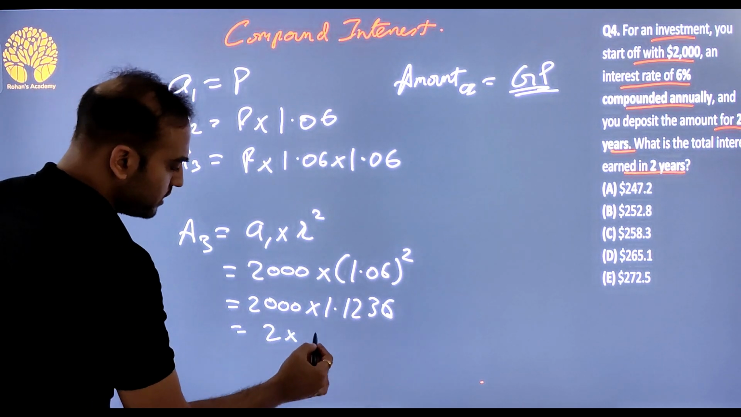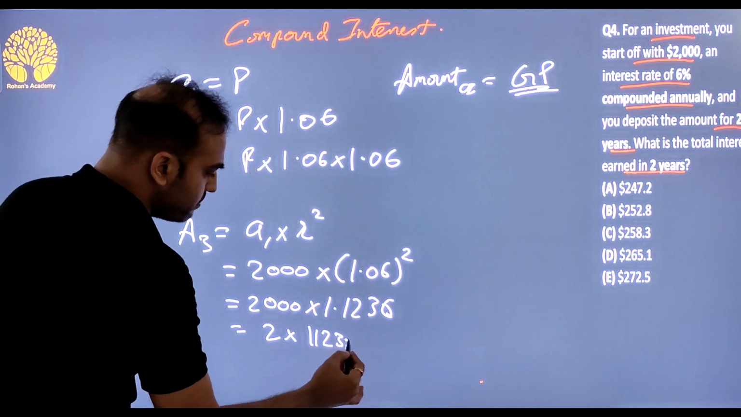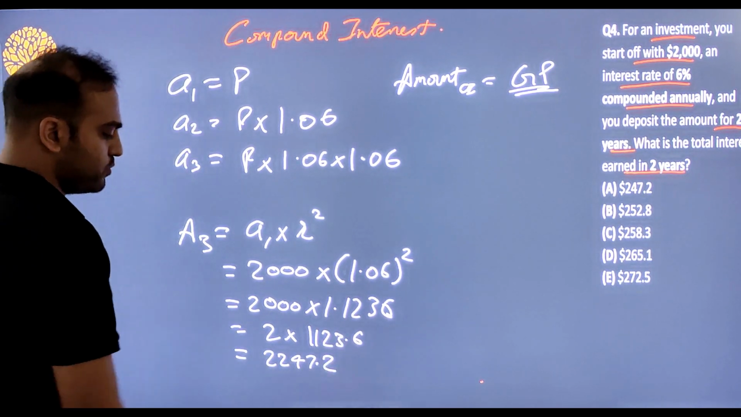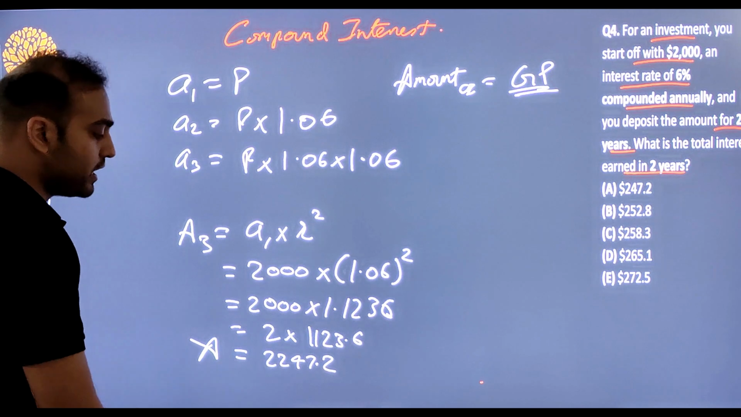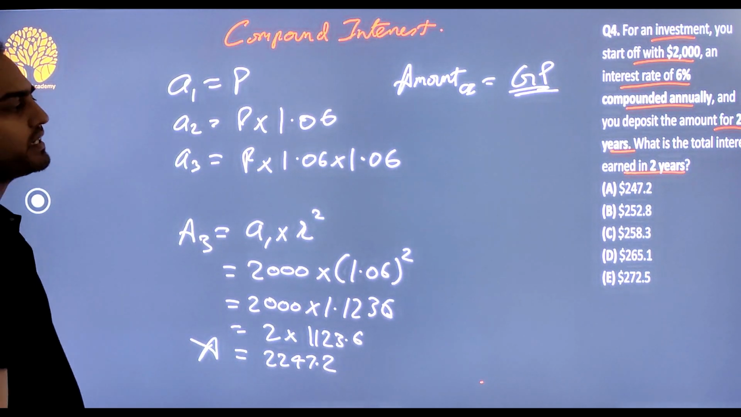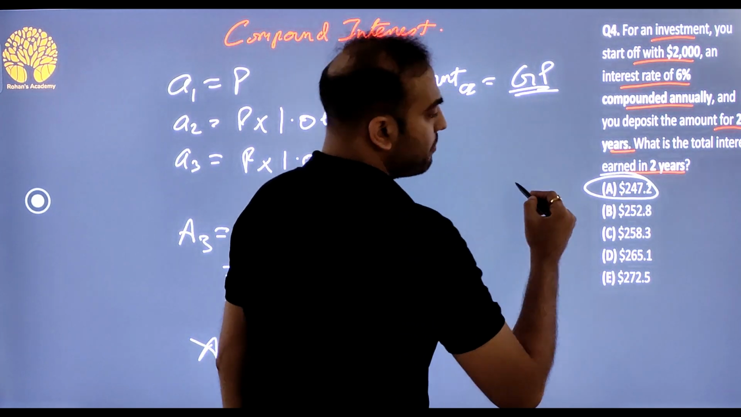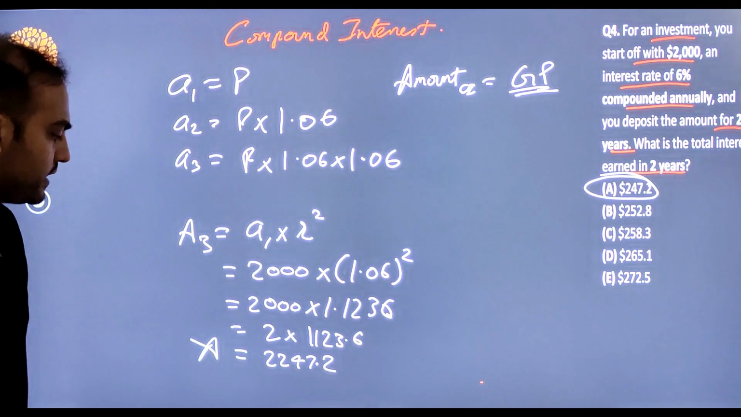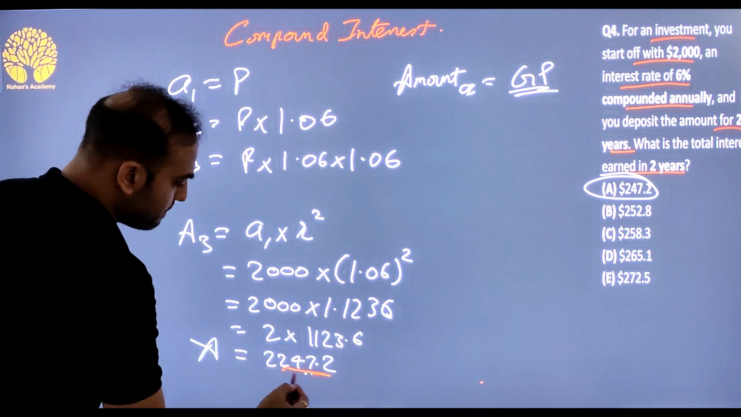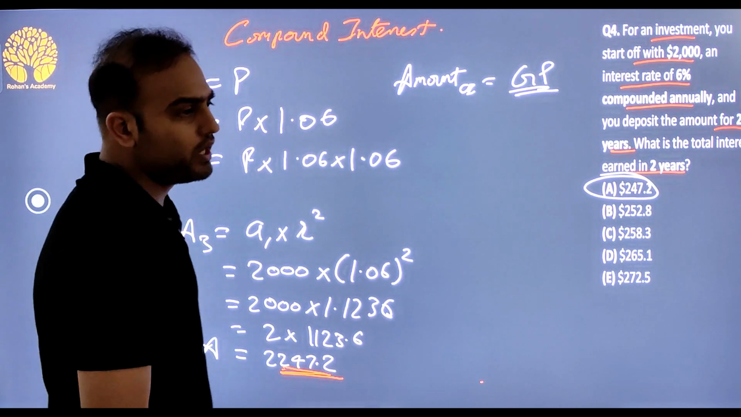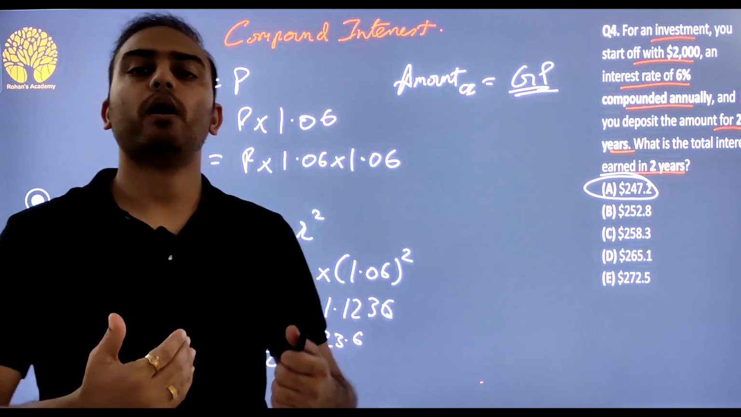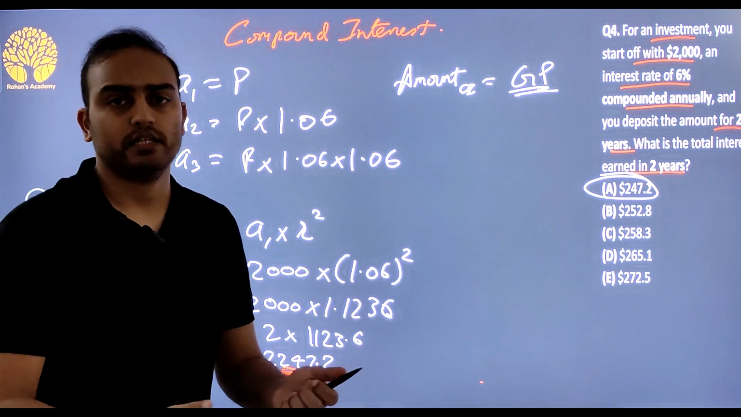So that is 2 times 1123.6, which is 2247.2. Remember, this is the amount. So what is the interest earned? Amount minus principal. Take away your principal. In compound interest, the amount simply follows a GP.